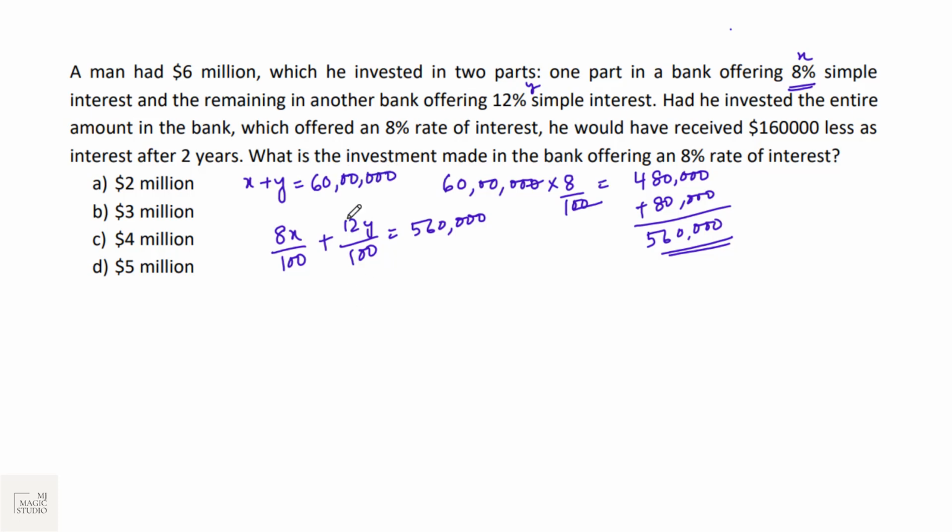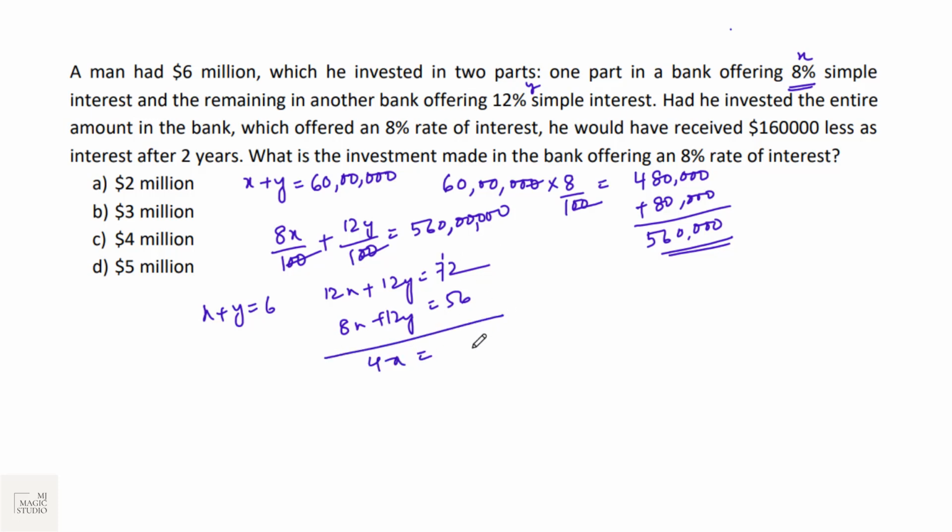We need to solve this and find the value of x. Or let us keep x plus y as 6. So that would be 0.56. 0.56 into 100 will make it 56. So multiply this by 8 or 12. 12x plus 12y is 72, and 8x plus 12y is 56. 4x equals 16. x is equal to 4.